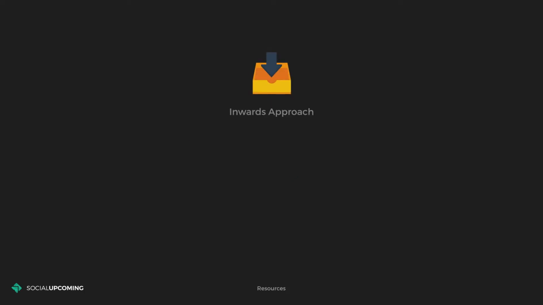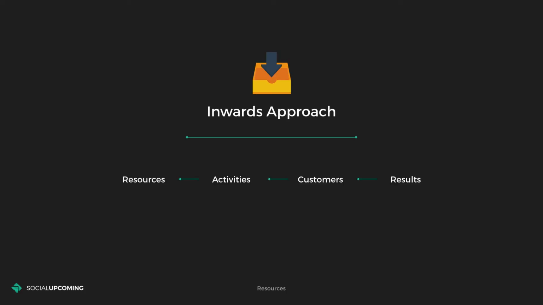And there are two approaches to this. There's an inwards approach that starts with the results and goes inwards, and you have an outwards approach, which is on the next slide. But by using the inwards approach, you start with the results. What results do I want for my business, and what results does the business want in the future? What's our vision? What's our long-term goal? And based on these goals and visions, you find certain customers that you want to appeal to and sell to.